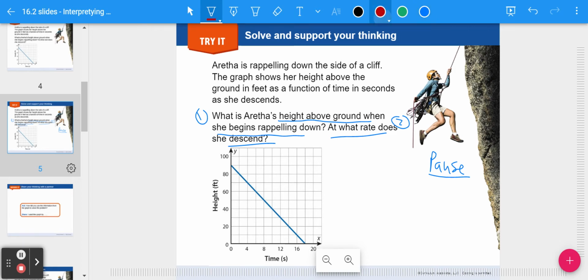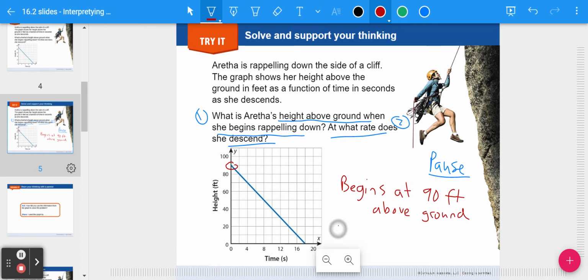So if I'm looking at this, her beginning height is her initial value. It's also the y-intercept on this graph. She begins right here. That looks like it's at a clean 90 feet above ground. That is your initial value or your y-intercept.